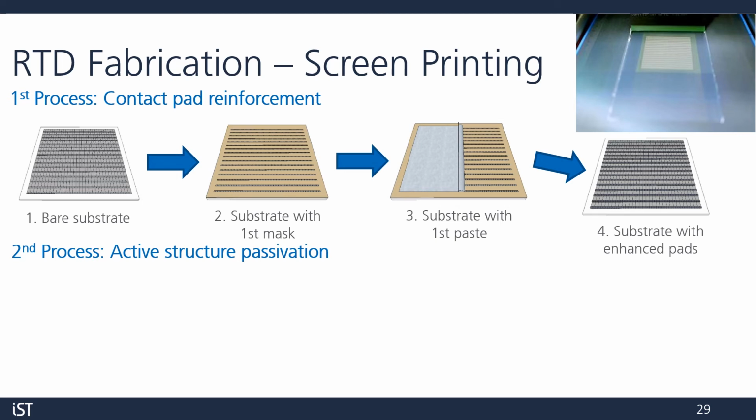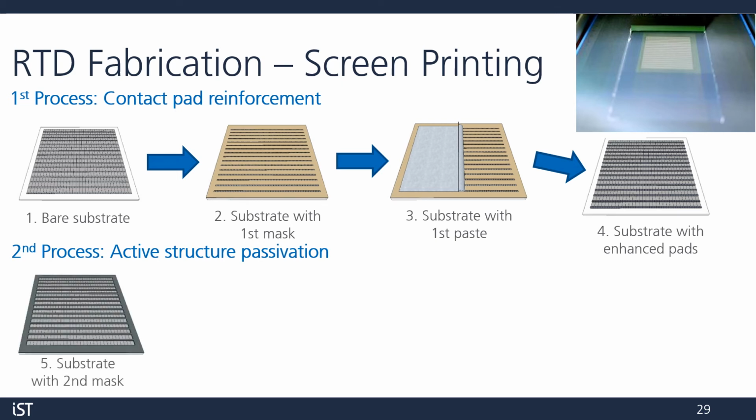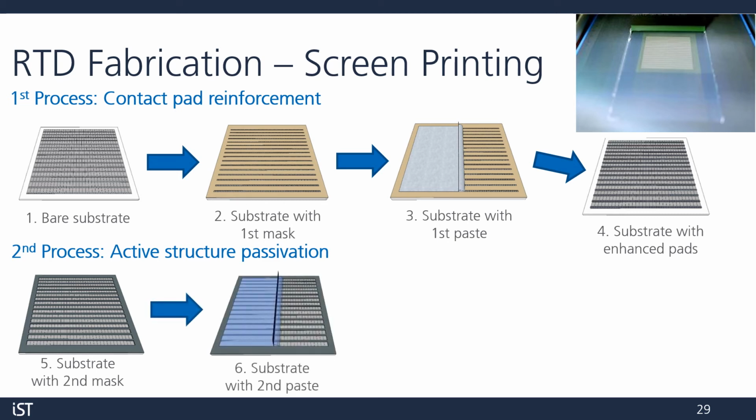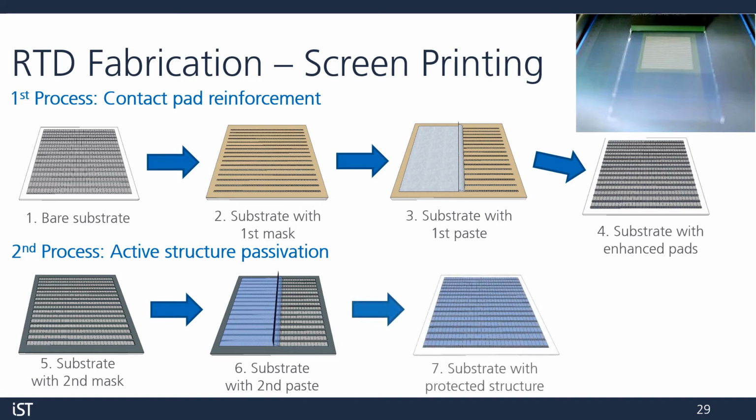Our second screen printing process adds a protective glass layer to our active meander element. Again, we apply a screen printing mask. Then we press the glass passivation paste through the mask. Finally, we remove the mask.